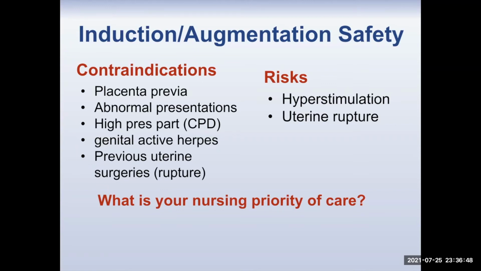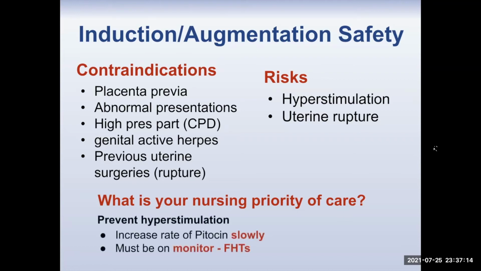So what is your nursing priority of care? We're going to watch that monitor, watch that baby, evaluate mom well, and make sure there is no hyperstimulation going on. Make sure those contractions are giving baby a resting tone, make sure baby is responding well, and we're going to watch for bleeding to see if there's any rupture going on. Increase the rate of Pitocin slowly for safety reasons, and baby must stay on the monitor.